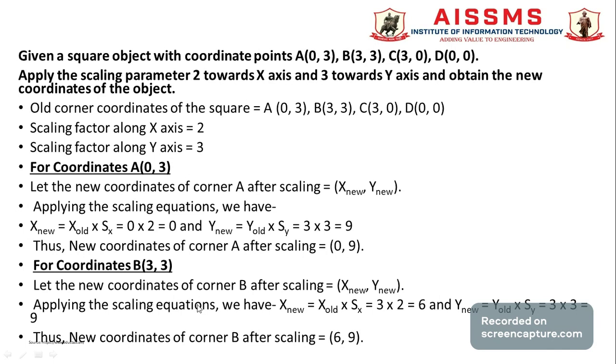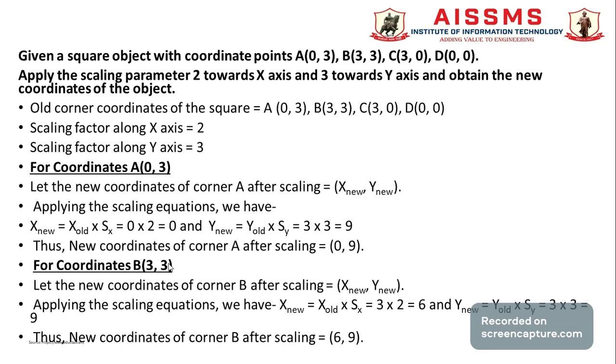So we have to find the new coordinates after the scaling. The formula will be the same, we just use different coordinates, that is B. Let the new coordinates of the corner after the scaling be x new and y new. Applying the scaling equation, x new equals x old times Sx, that is 3 times 2, so x new is 6. Same for y, y old times Sy, that is 3 times 3, so we get 9. So the new coordinates of corner B after the scaling transformation are (6, 9). So we have found two coordinates after scaling transformation, A and B.